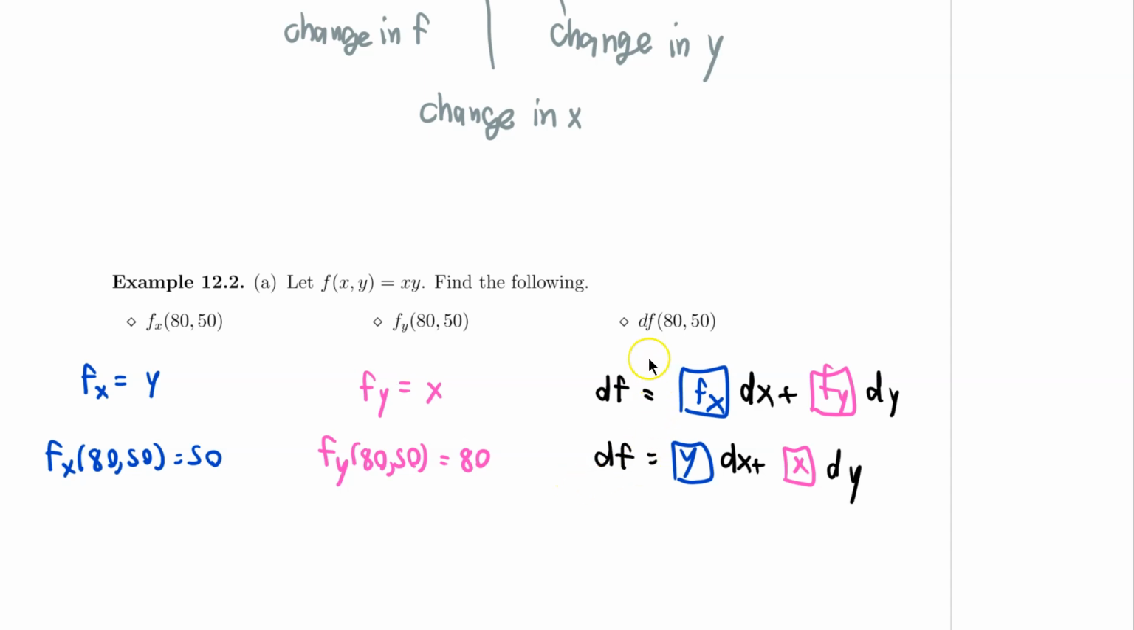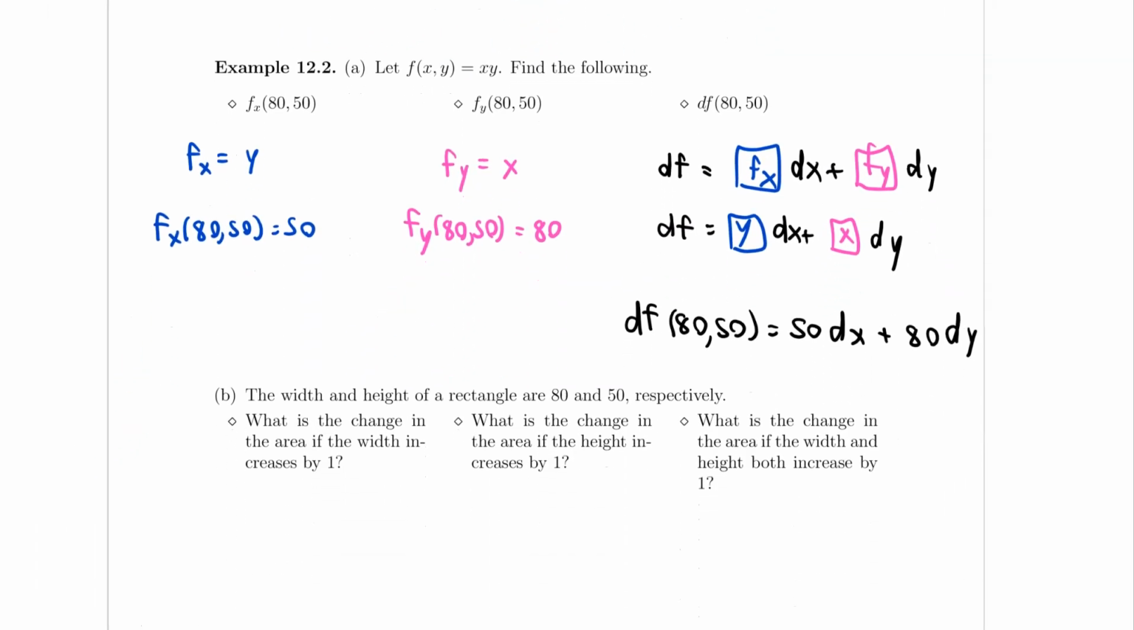Now I want to find this df when x is 80 and when y is 50. So if I were to do that, my df at 80 and 50 is going to be just 50 dx plus 80 dy. And let's see what this means in context then.